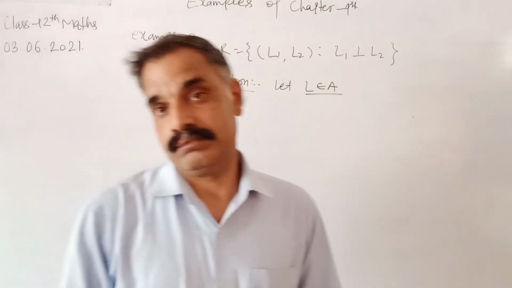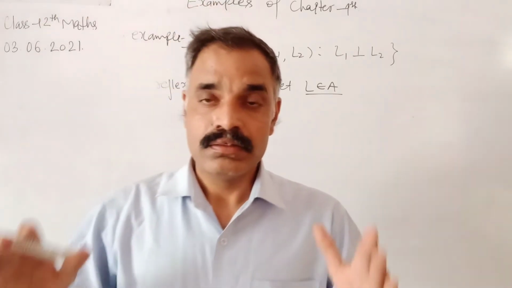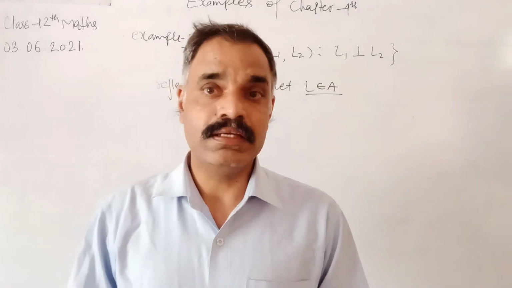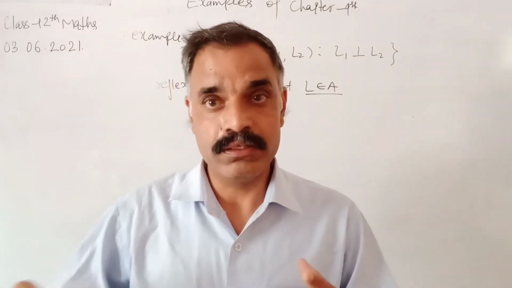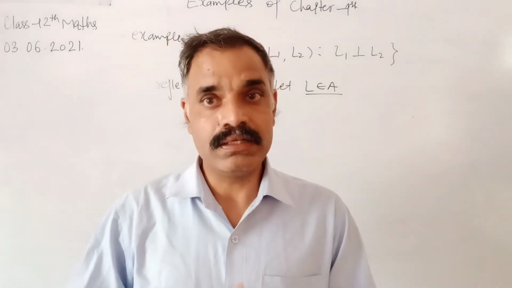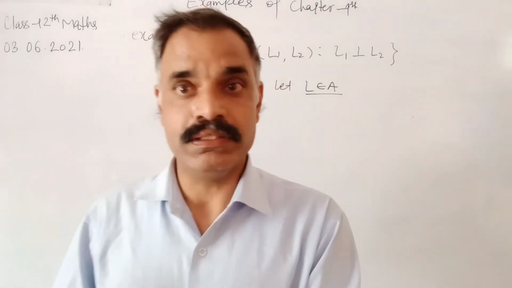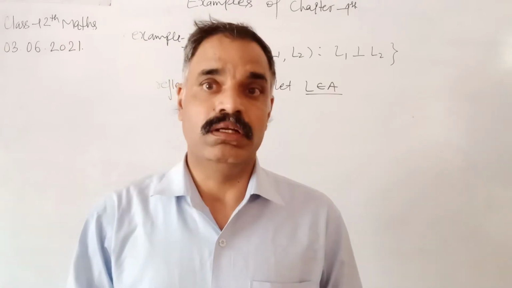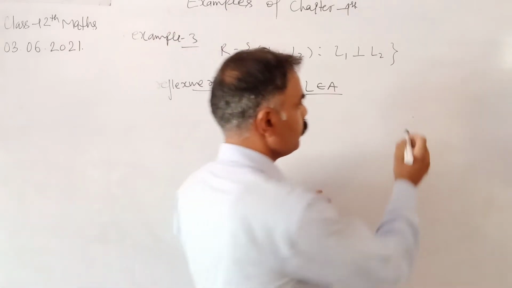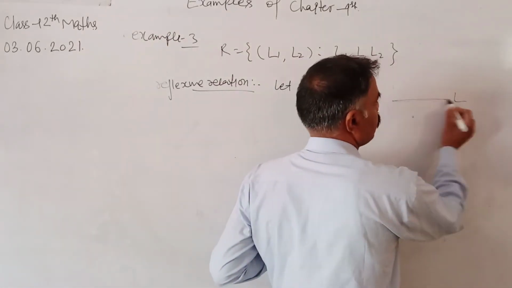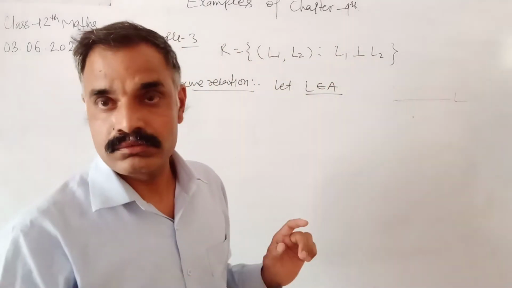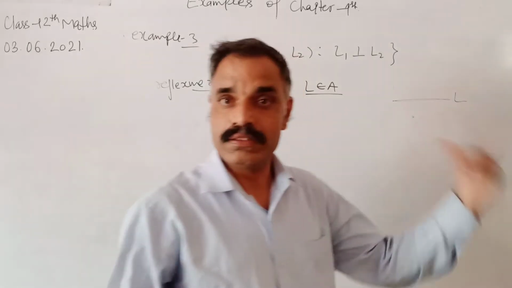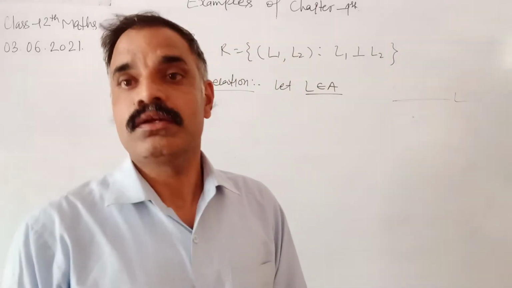Now we know that none of the lines is perpendicular to itself. We know that every line is parallel to itself but not perpendicular. If we are talking about this line only, this line is parallel to itself but not perpendicular.